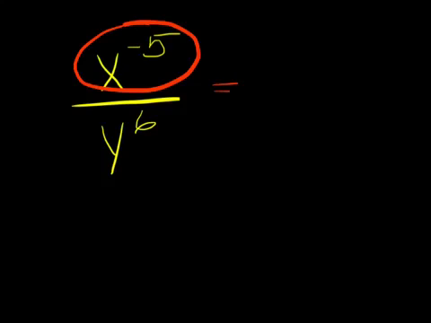Practice problem. X to the negative fifth over y to the sixth. On the practice problem, find your negative exponents. This is a negative exponent. You move it to the bottom, becomes x to the fifth. You already had y to the sixth on the bottom. Make sure they're in alphabetical order and put a 1 on top.